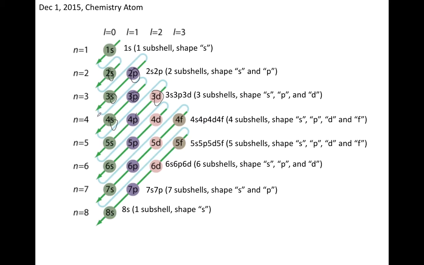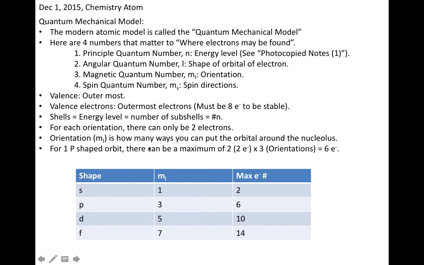Anyways, last time we talked about, let's see if I can find a slide. Yep, this one. The max electrons in an S orbital is 2. Max electrons in a P orbital, 6. Maximum electrons in a D orbital, 10. Maximum electrons in an F orbital, 14.